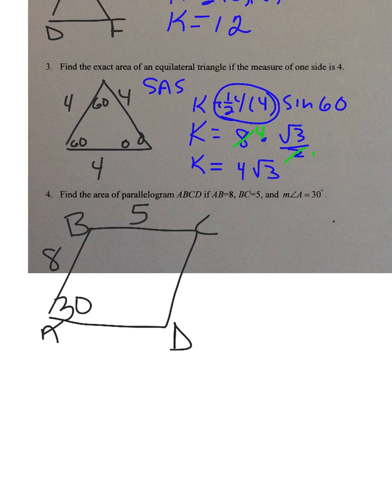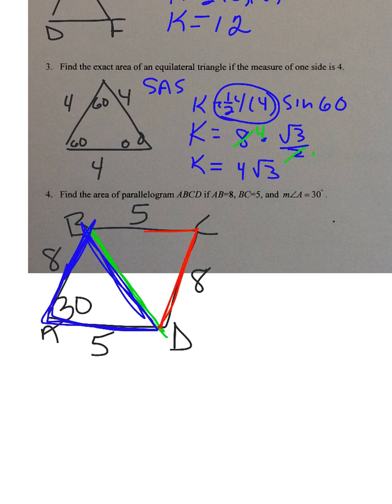So remember from geometry the properties of a parallelogram. First of all, opposite sides are congruent. So this is 5 and this is 8. The diagonal of a parallelogram divides the parallelogram into two congruent triangles. So this triangle here on the left is equal to this triangle here that's on the top right. So all I have to do is find the area of one of the triangles, and then I have to double it. So I have K equals 1/2 times 5 times 8 times sine of 30.